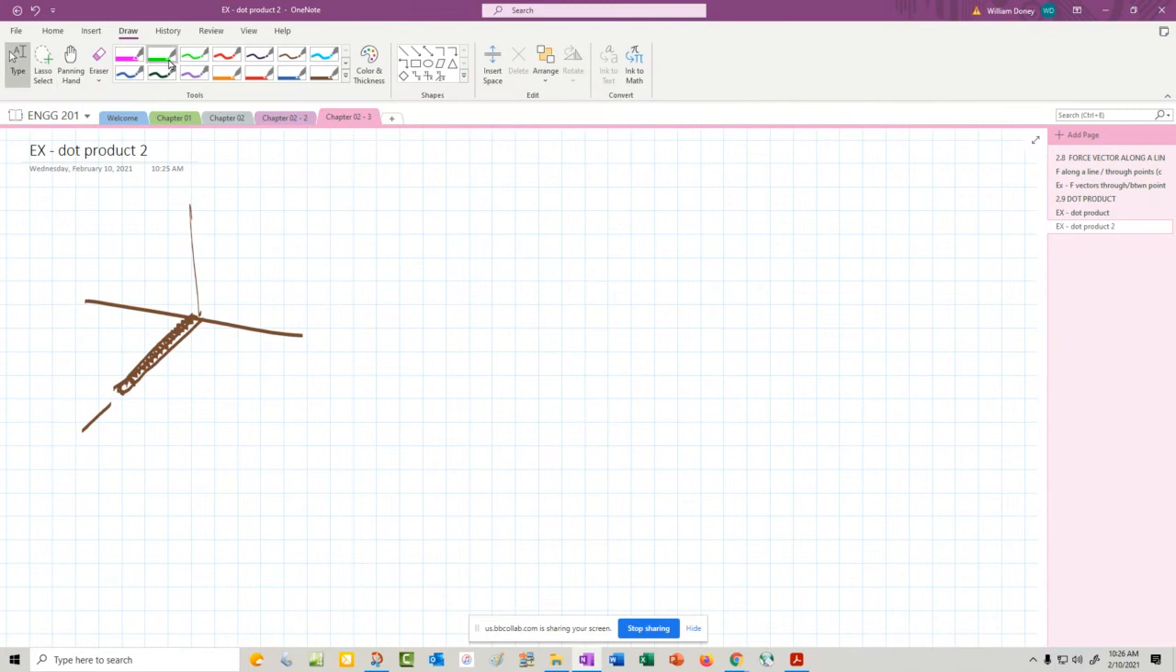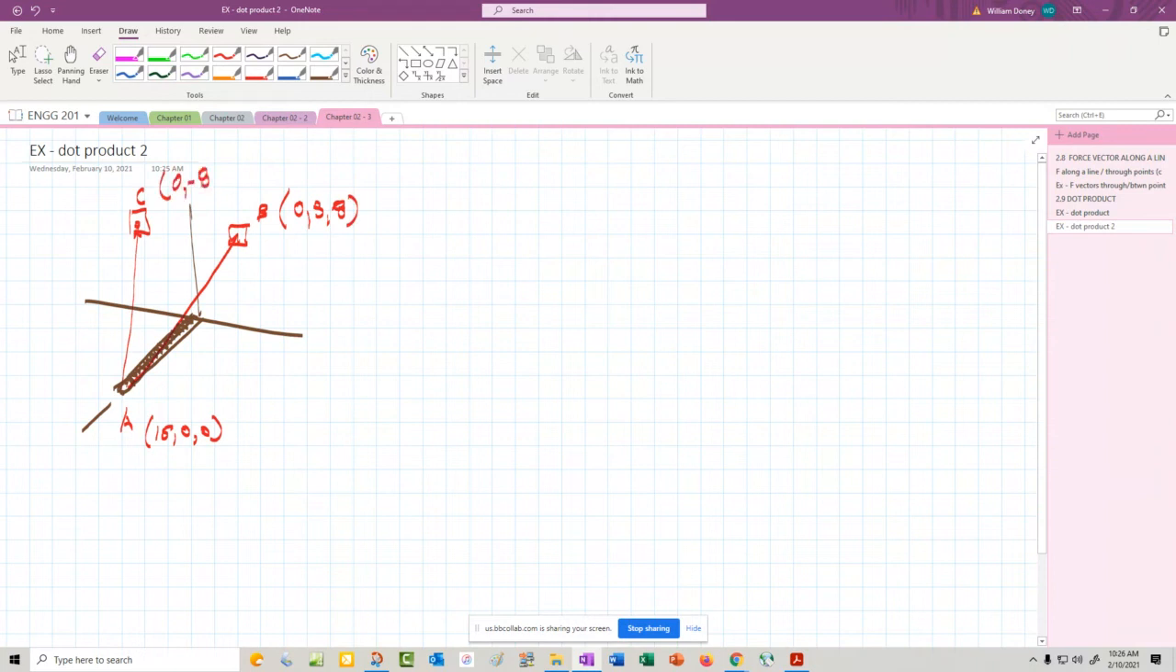And we're going to have two forces that are part of this. We're going to call this point A. That force is going to pull up to C, which is on the wall. And this one's going to pull up to B, which is also on the wall. And I'm going to give you coordinates here. A is 15, 0, 0. B is going to be 0, 3, 8. And C is 0, minus 8, 12.